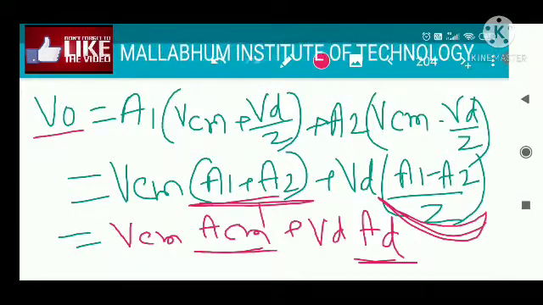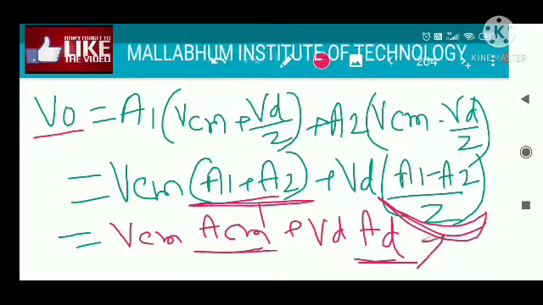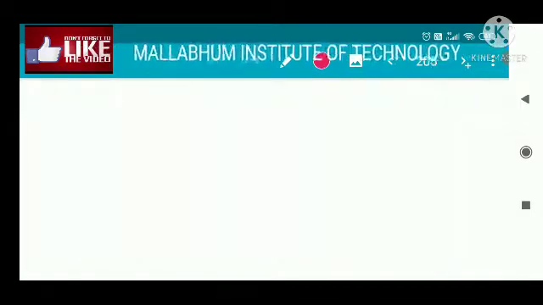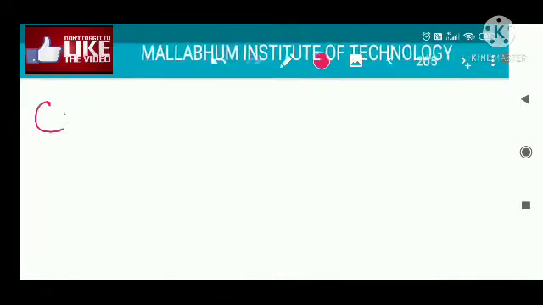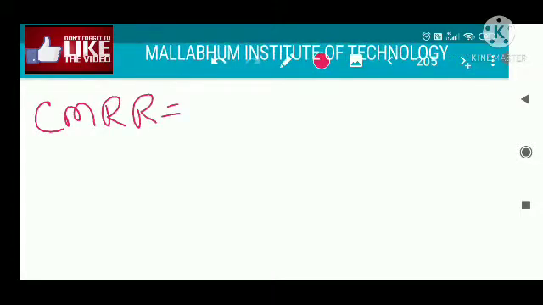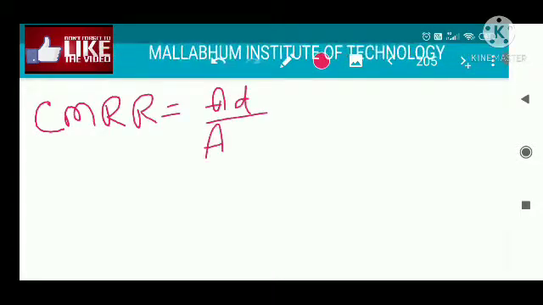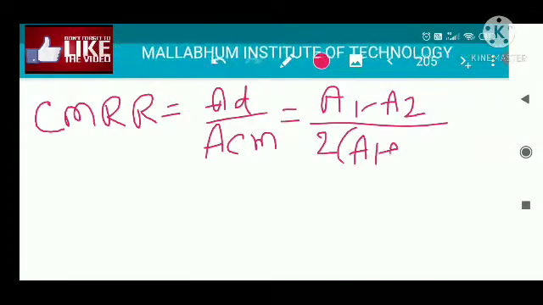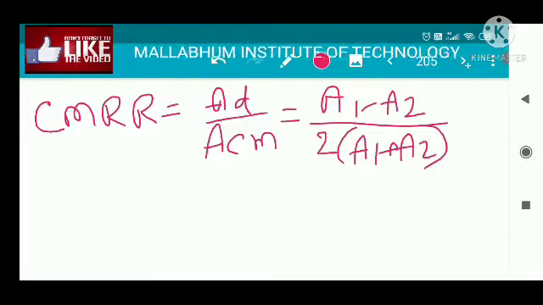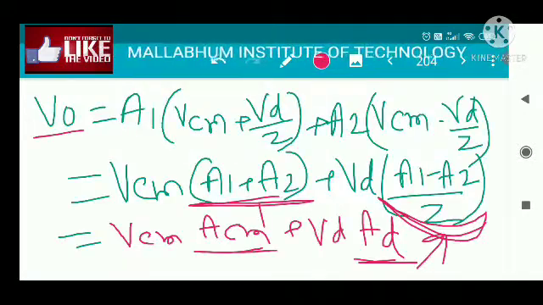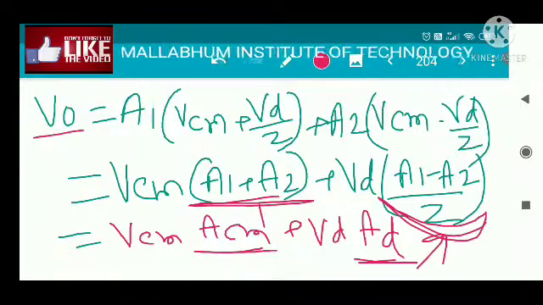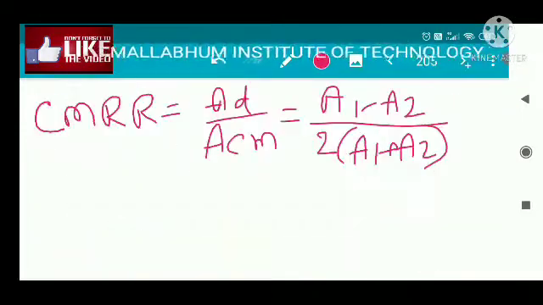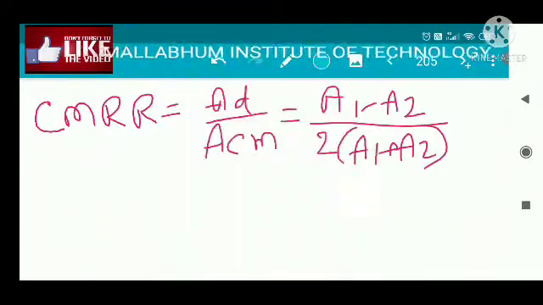So ACM comes out to be A1 plus A2 and AD comes out to be (A1 minus A2) by 2. We have previously written that the CMRR is equal to AD divided by ACM. So this comes out to be (A1 minus A2) divided by 2 into (A1 plus A2). Replacing AD with (A1 minus A2) by 2 and ACM with A1 plus A2, this is the expression for the CMRR.